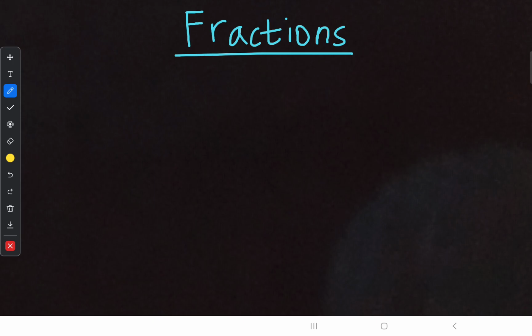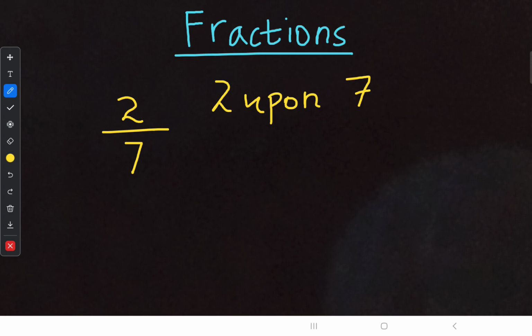Okay, in fractions, we are not going to talk much. Okay, fraction means two numbers. Okay, one is in the top, another one is in the bottom. Okay, when I consider number 2 upon 7, we have to read this number as 2 upon 7. This is the way we have to read this fraction.